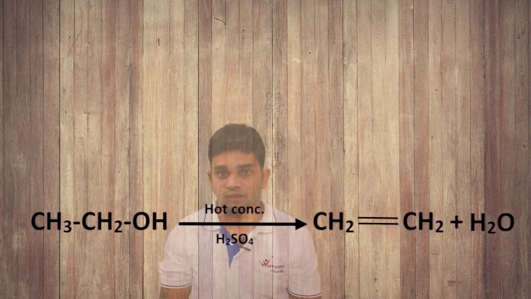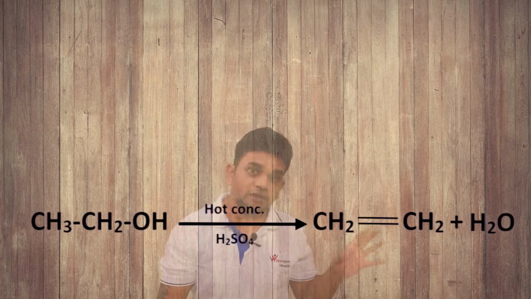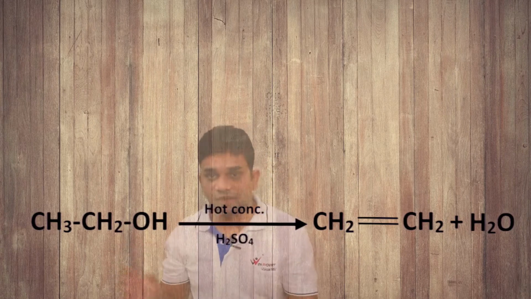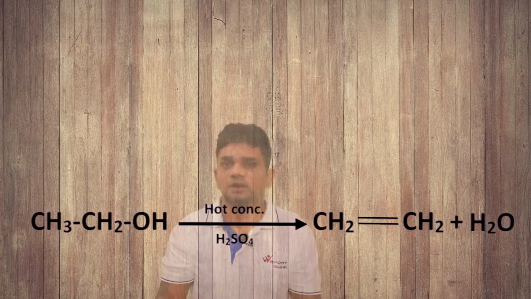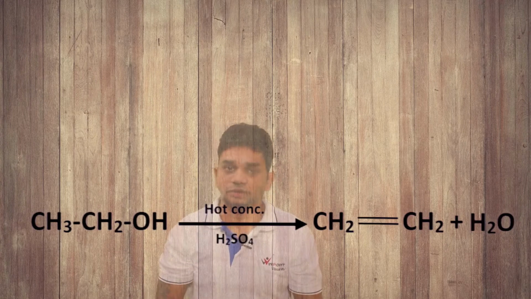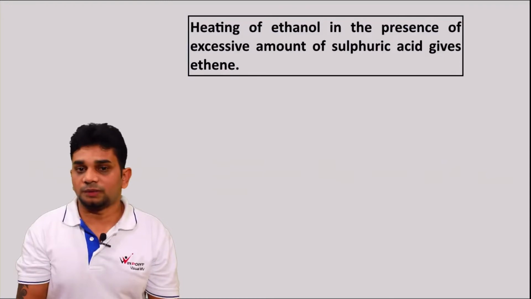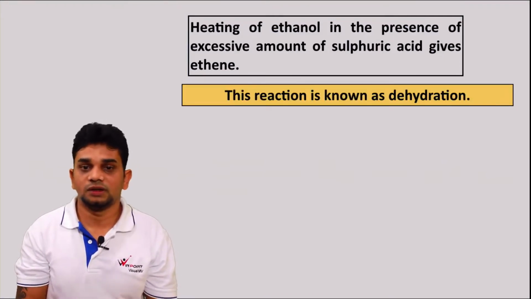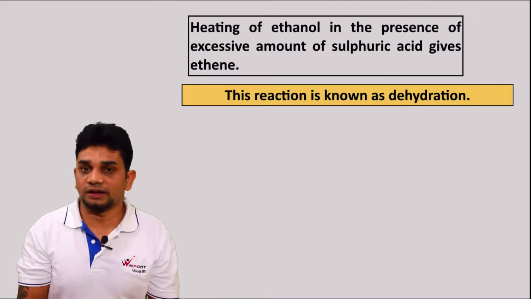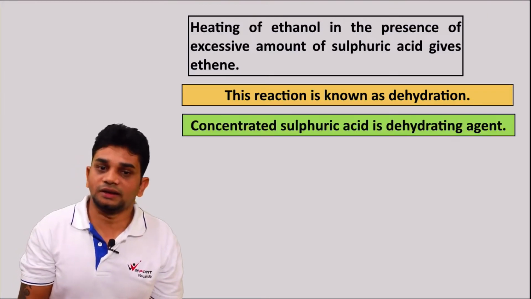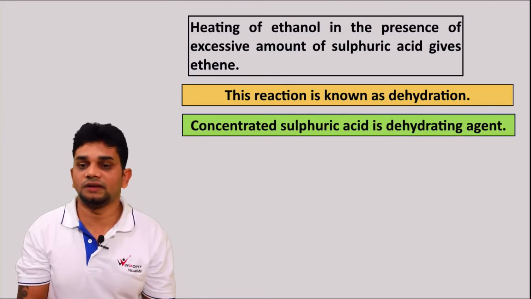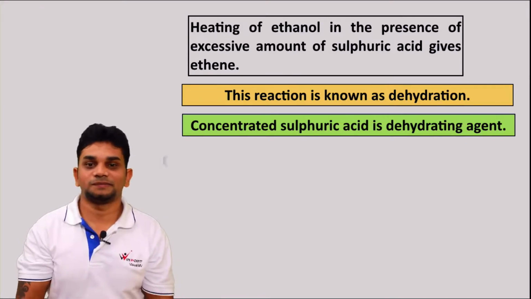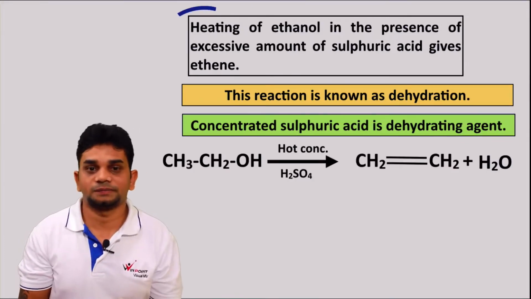Complete the reaction, identify the reagent, write the name of the product, write the name of the reactant, how we can make ethene. There are a lot of questions from this session. Heating of ethanol in the presence of excessive amount of sulfuric acid gives ethene. This reaction is known as dehydration. Concentrated sulfuric acid is dehydrating agent. And this is the reaction. Next one.